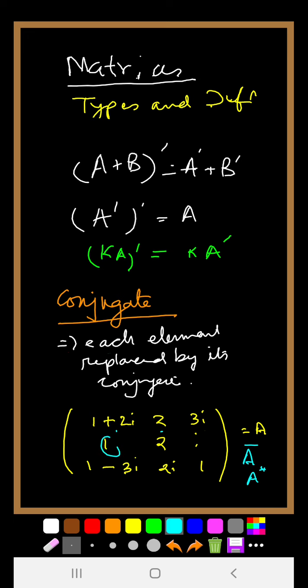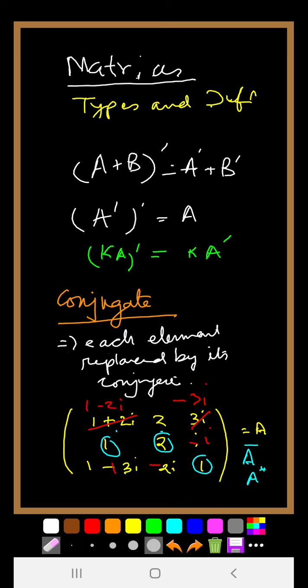Those numbers which are not complex numbers will remain the same. The only difference will happen to those which are complex numbers. So 1 plus 2i, its conjugate will be 1 minus 2i. There won't be any change in 2 because it's not a complex number. 3i will be replaced by minus 3i, i by minus i, 1 plus 3i by 1 minus 3i, and 2i by minus 2i. So if we do these operations, then we get the conjugate of the matrix.